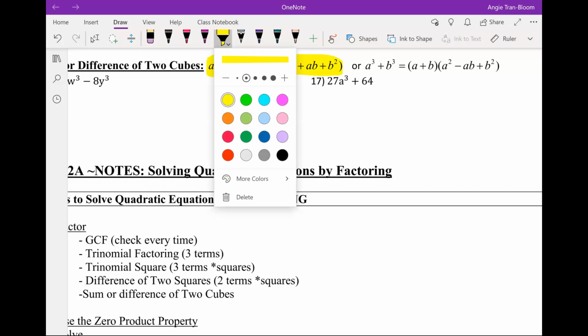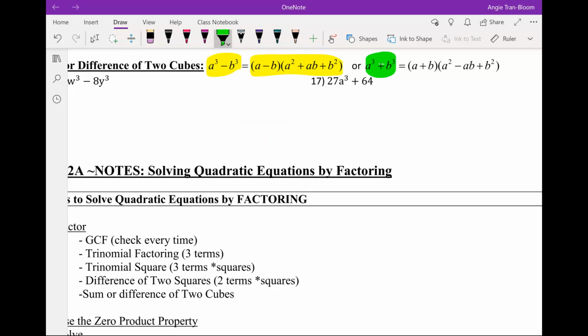You also have another formula for the sum of two cubes. They are very similar. And many of you will get these two mixed up. So we are going to come up with a way to help you differentiate between these two. What's the only difference between the sum and difference of two cubes formula? One is positive AB and the other one is negative AB.